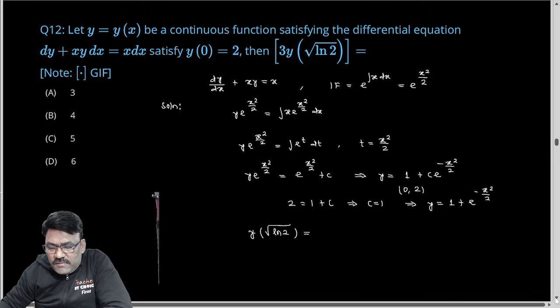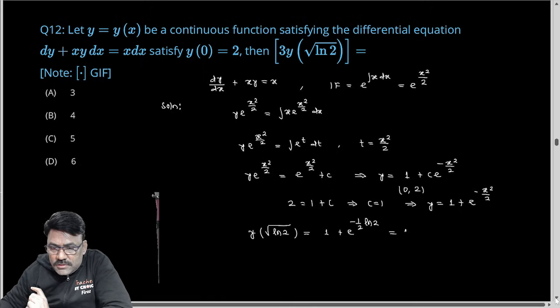So if I put x equal to under root ln 2 here, I will get 1 plus e raised to, x is under root ln 2. So x square will be ln 2, so you are getting minus half ln 2 here. Minus half ln 2, since x square is ln 2.